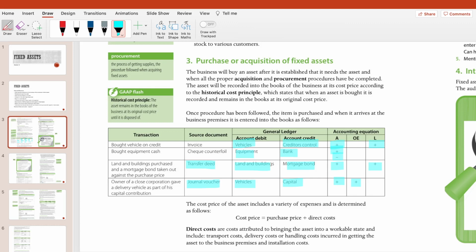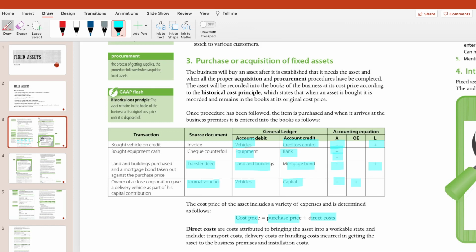We have to remember here that the cost price of the asset will include a variety of expenses, and it will then be determined. So your cost price will be your purchase price plus the direct cost. What is the direct cost? That is any costs attributed to bringing the asset into a workable state. That can include your transport cost, your delivery cost or handling cost, and even your installation cost. So if you bought some machinery, you have to know it must be delivered, so that is the direct cost.